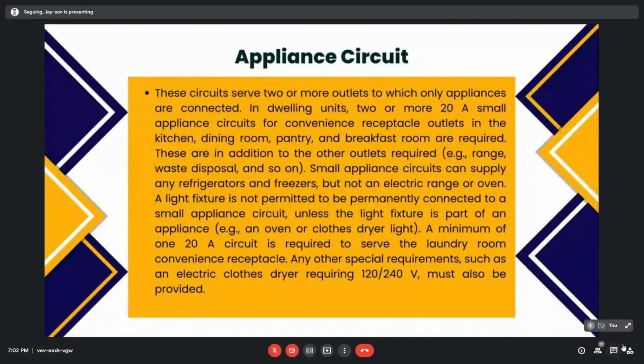Small appliance circuits can supply refrigerators and freezers, but not an electric range or oven. A light fixture is not permitted to be permanently connected to a small appliance circuit unless the light fixture is part of the appliance, such as an oven or clothes dryer light. A minimum of one 20 amp circuit is required to serve the laundry room convenience receptacle. Any other special requirements, such as an electric clothes dryer requiring 120/240 volts, must also be provided.